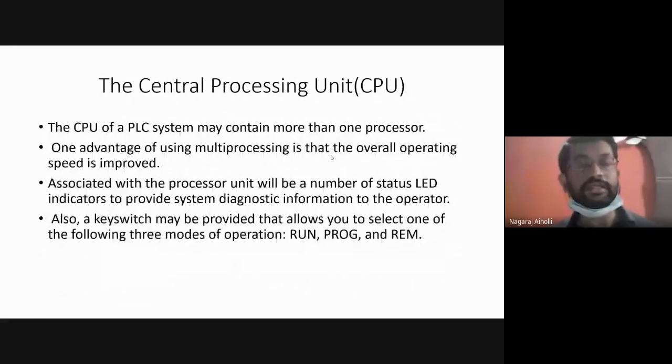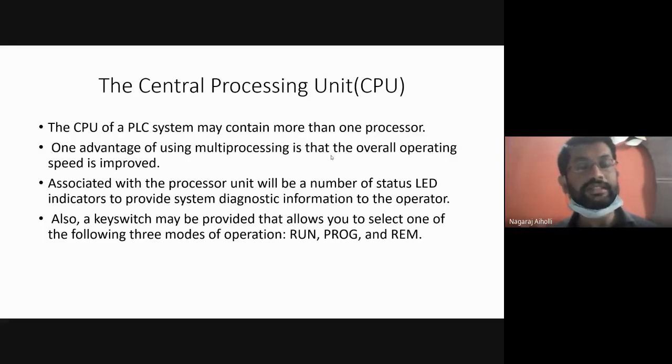The CPU of a PLC system may contain more than one processor. That is called a multiprocessor. As I told, I just now gave the example of 4 processors or 8 processors, quad processor or octa processor, wherein they have more than one processor. That is called a multiprocessor. Because of this multiprocessing system, what happens? The overall operating speed is improved, enhanced, increased.